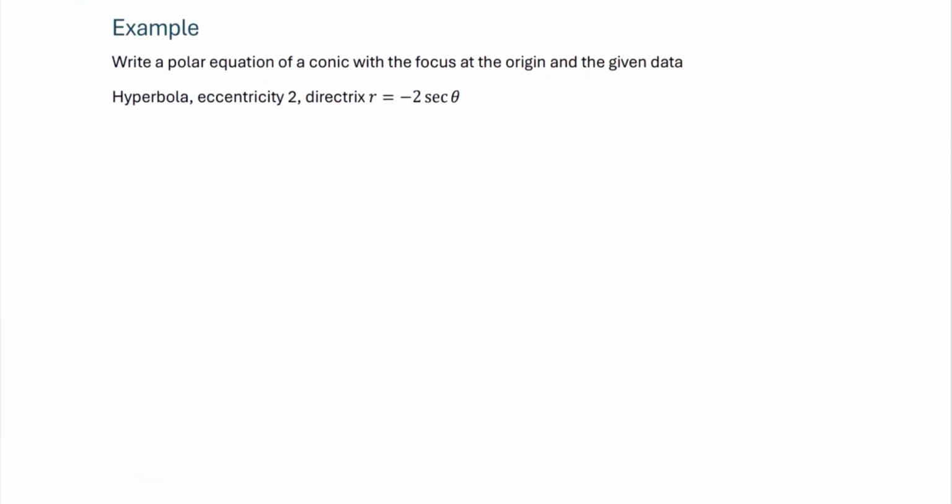In our last example, we want to again find the polar equation of the conic. The focus is again at the origin. This time we're looking for a hyperbola. Eccentricity is 2. The directrix is a polar equation, r equals -2 secant theta.